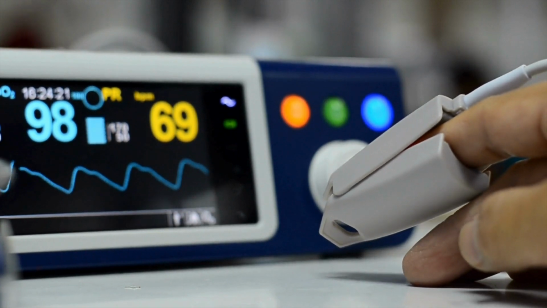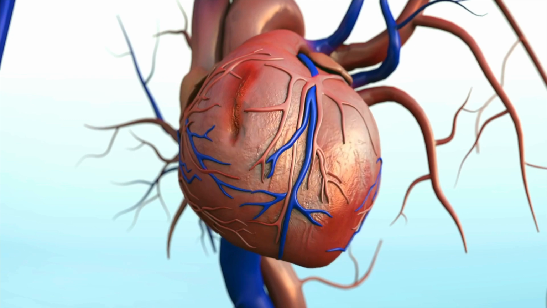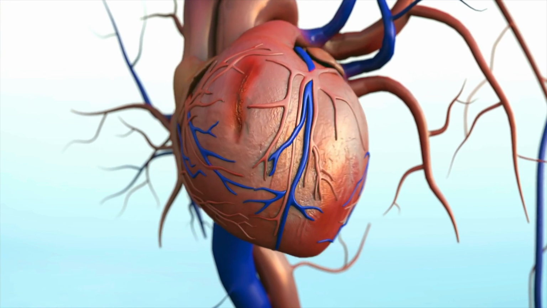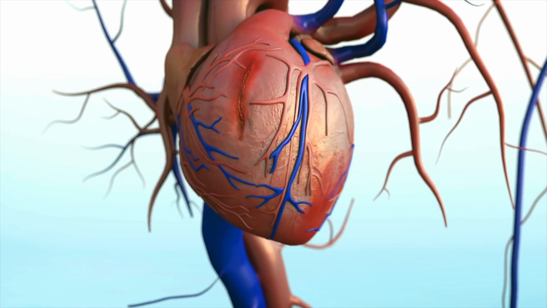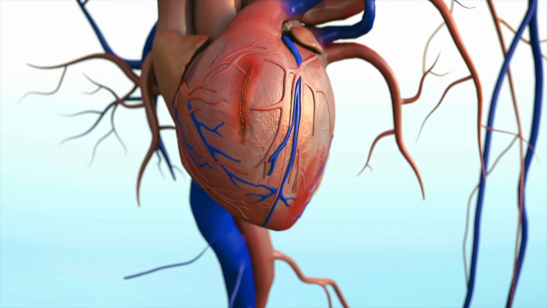patient's saturation level. Another thing in terms of the rationale and pathophysiology, when you give the diuretic, it will reduce preload and afterload, and that will be achieved by diuresis because you're releasing all this fluid. And as the fluid releases, it reduces the workload, and that will allow the heart to pump more efficiently, and that's why the respiratory status should get better.